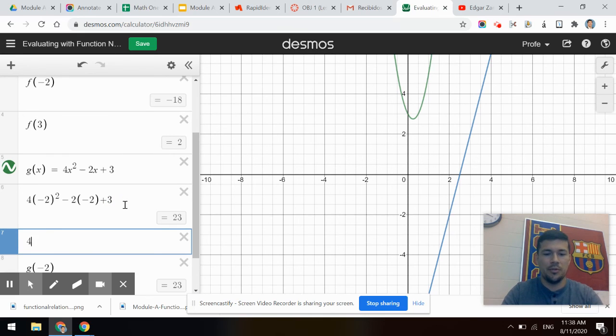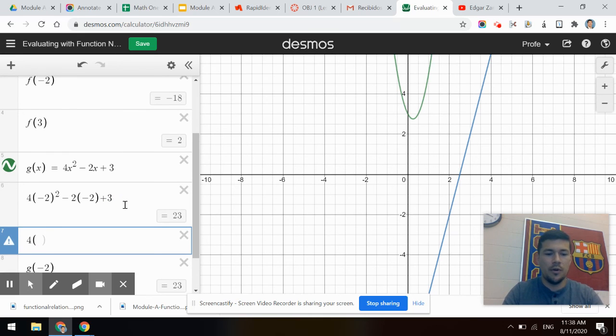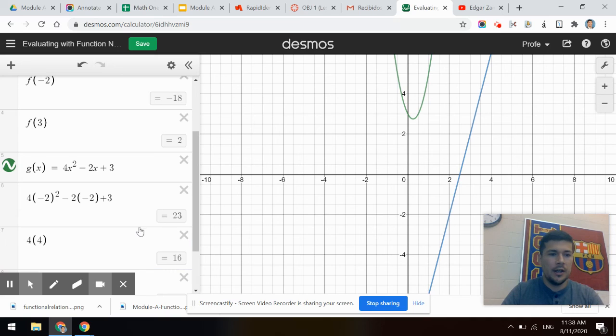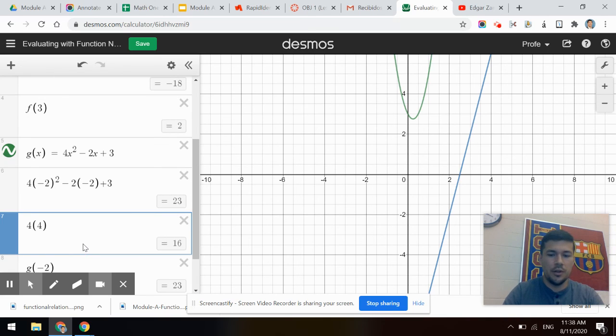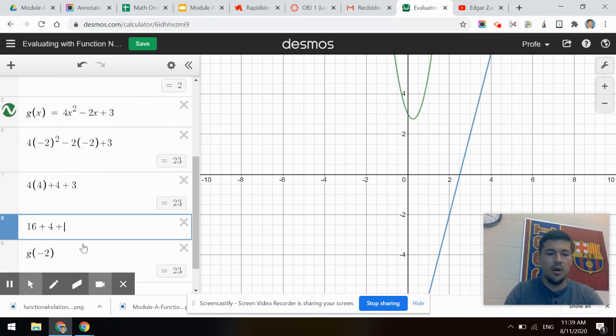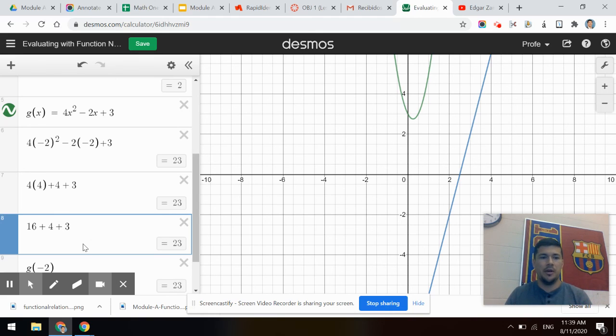Let me just make it a little more explicit for us. So that's 4 times, we said negative 2 quantity squared is 4. And then we're going to say negative 2 times negative 2 gives me positive 4. And then we're going to add 3. See how it still gives me 23? I can simplify that to say 16 plus 4 plus 3, combining those 3 parts, and I get 23. That's function notation.